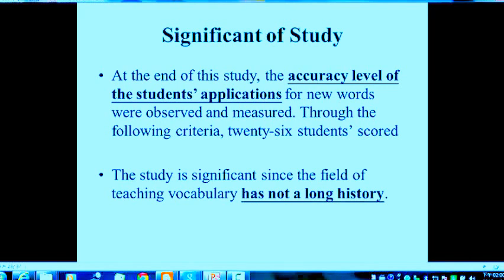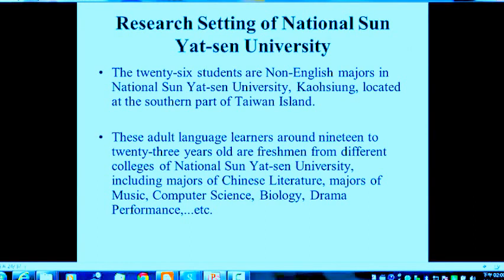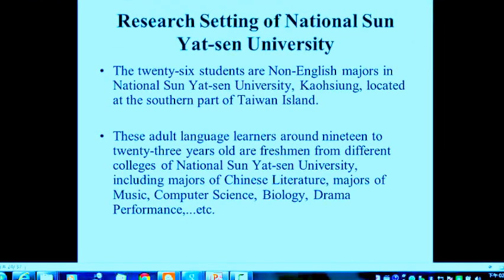The study might be significant because the field of teaching vocabulary does not have a very long history. The 26 students are non-English majors in National Sun Yat-sen University, located in the southern part of Taiwan Island. These adult language learners, around 19 to 23 years old, are freshmen from different colleges, including majors of Chinese literature, music, computer science, biology, drama, performance, etc.